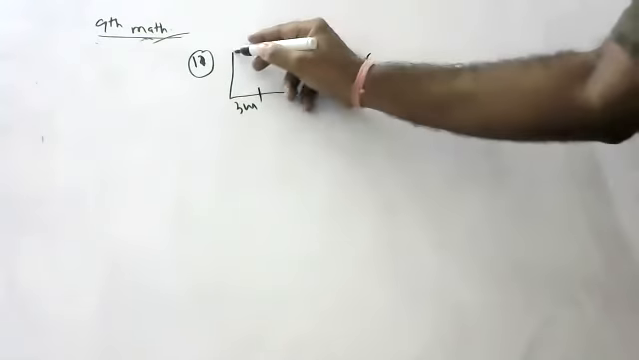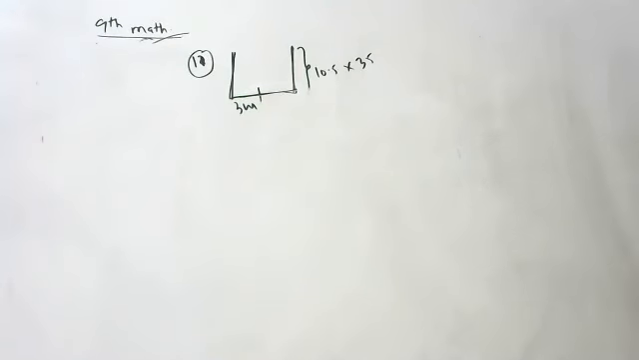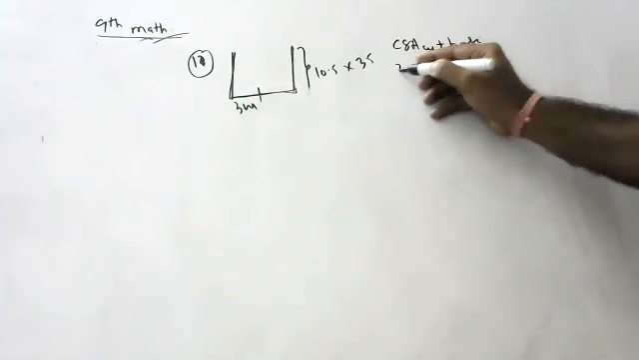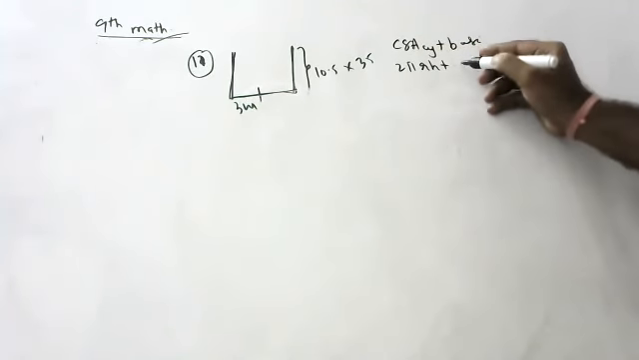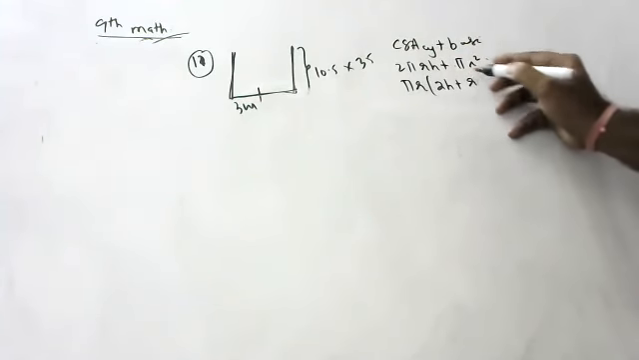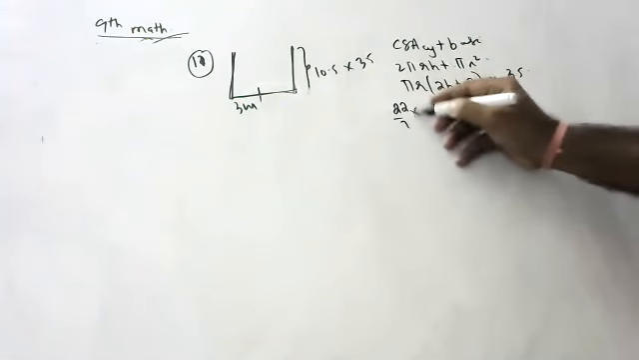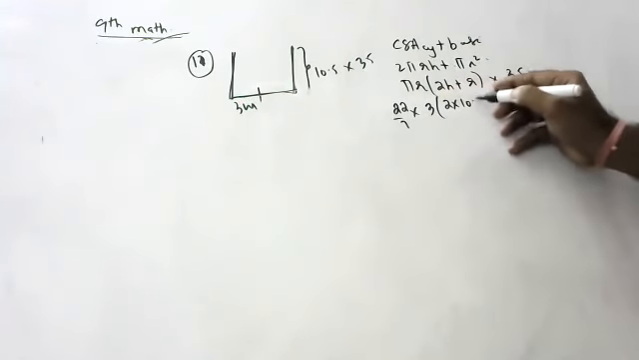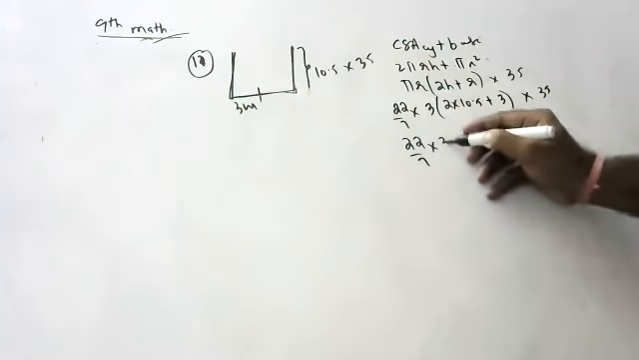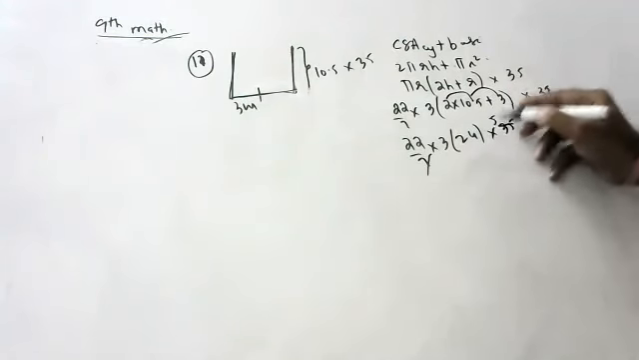So children, pen holder means CSA plus base. CSA of cylinder plus base. CSA of cylinder, anyone? 2 pi r h. Base is pi r square. What is common? Pi r common: pi r into 2h plus r into 35 competitors. 22 by 7 into 3 into 2 into 10.5 plus 3 into 35. 22 by 7 into 3. This is 21, plus 3 is 24, into 35. 7 5s are 35. Okay, children.